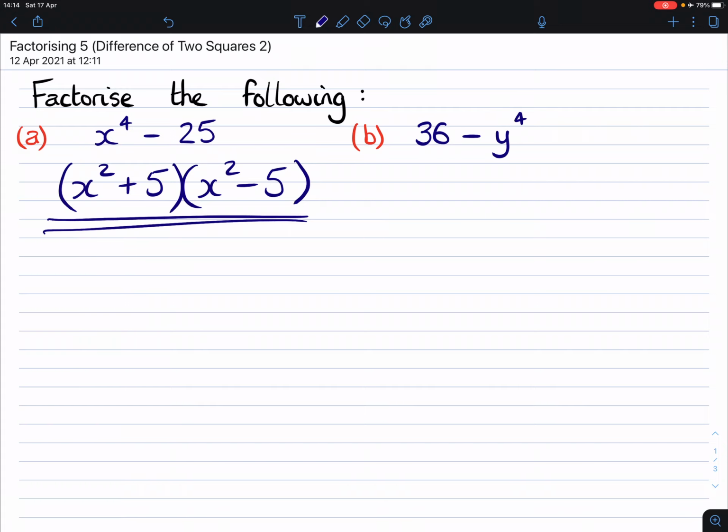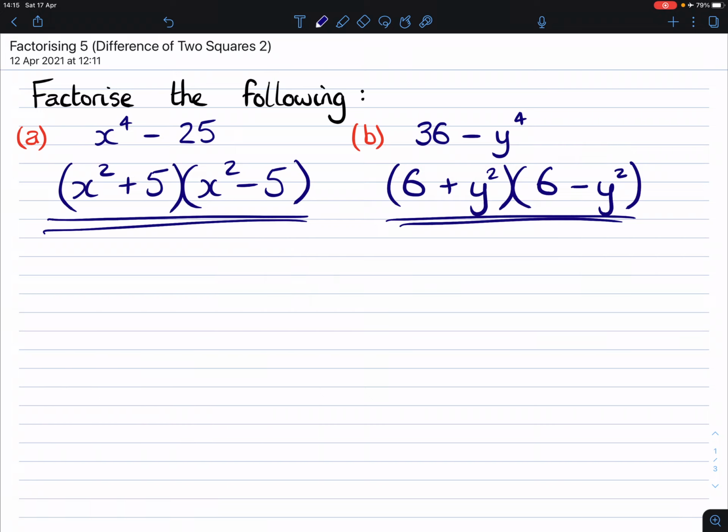For the next one, 36 take away y to the power 4. Two terms, nothing in common, difference between them, both have a nice square root, difference of 2 squares. Square root of 36, 6. Square root of y to the power 4, y squared. In order to get that negative, plus and minus. By plus and minus, of course, I'm meaning these last two terms times together to make that.